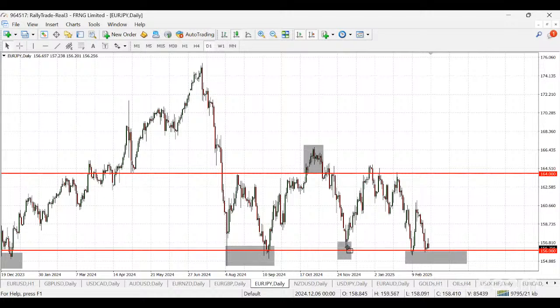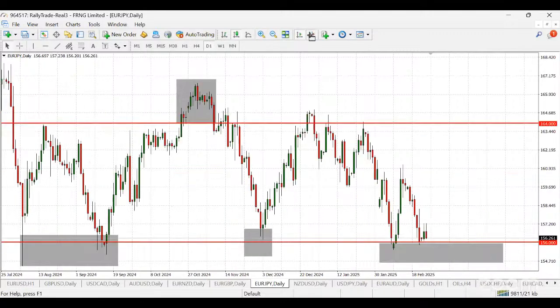Fast forward to this period, the same thing happened. Price came down to 156. After testing 156, we got another rally to 164. Back here as well, but it didn't quite retest 164. It stopped here, mid-range, and then we have price back at the same 156 level.